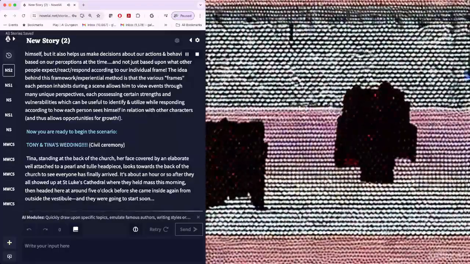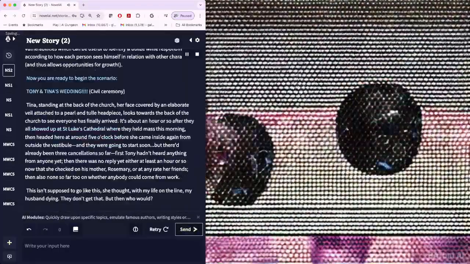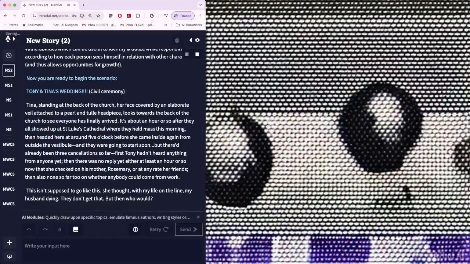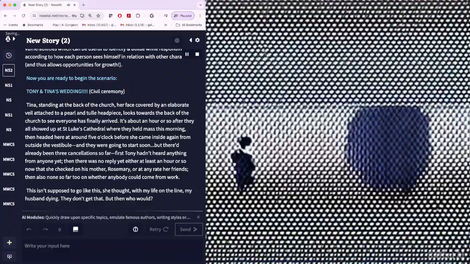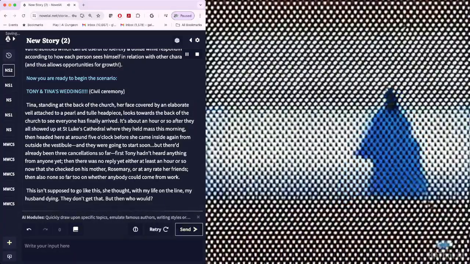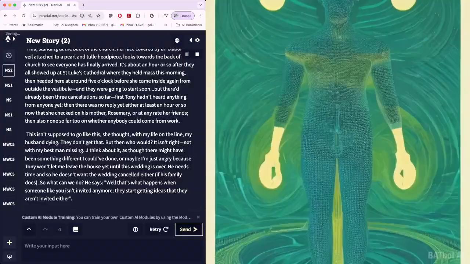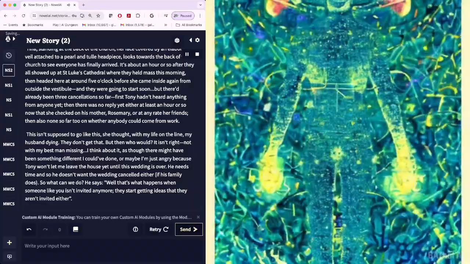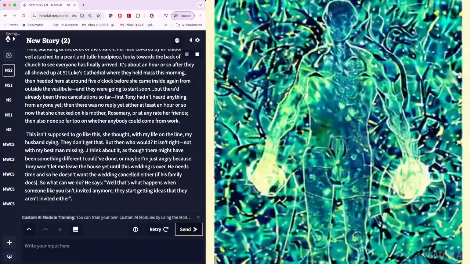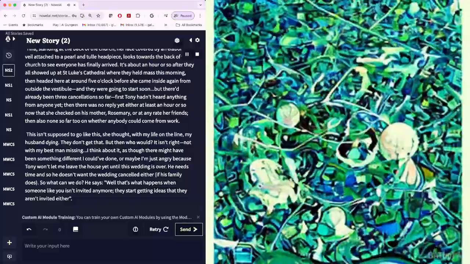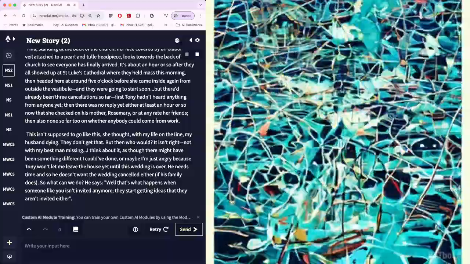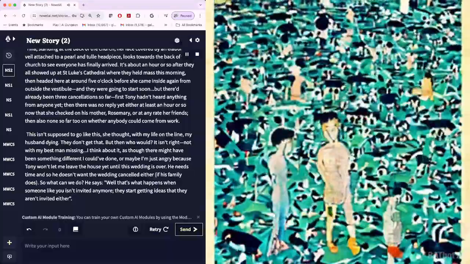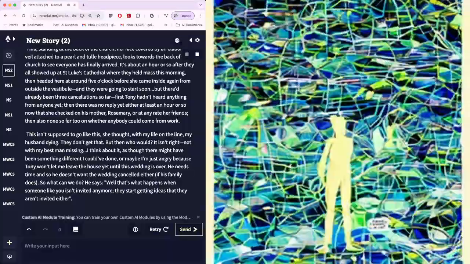Tony and Tina's wedding, civil ceremony. Tina, standing at the back of the church, her face covered by an elaborate veil attached to a pearl and her headpiece, looks towards the back of the church to see everyone has finally arrived. It's about an hour or so after they all showed up at St. Luke's Cathedral, where they held mass this morning, then headed here at around 5 o'clock before she came inside again from outside the vestibule, and they were going to start soon.